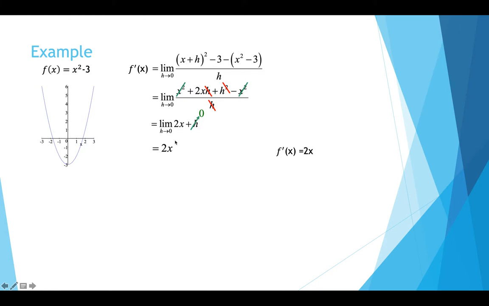Now, as we take h to 0, as we do the limit as h goes to 0, we're going to have 2x plus 0, so we get 2x. So f prime of x is 2x, and that is a function of x. In fact, we can see the graph. It's a nice linear function.